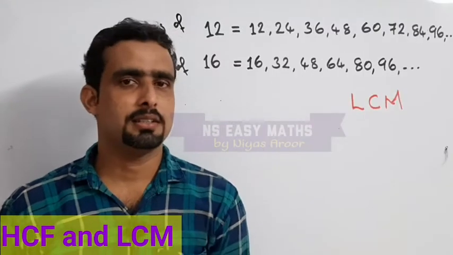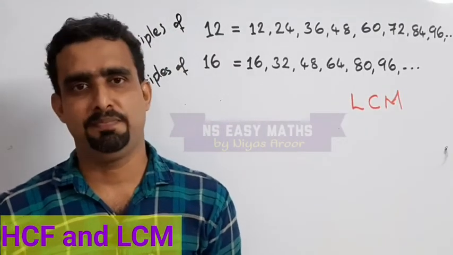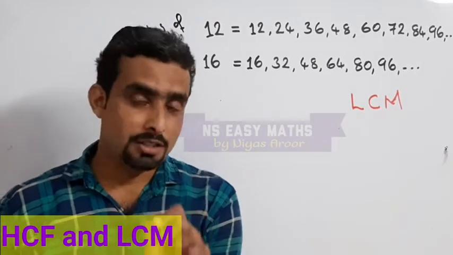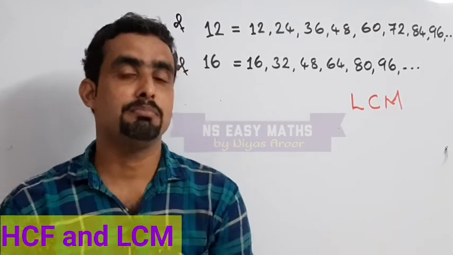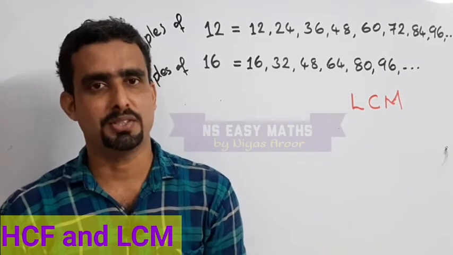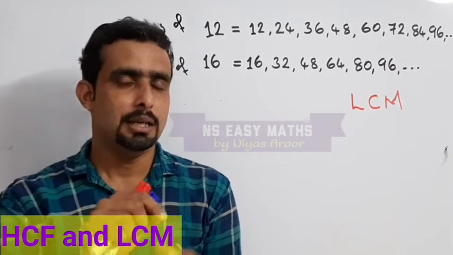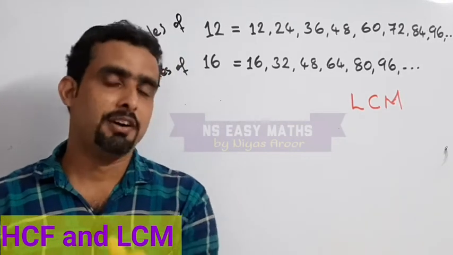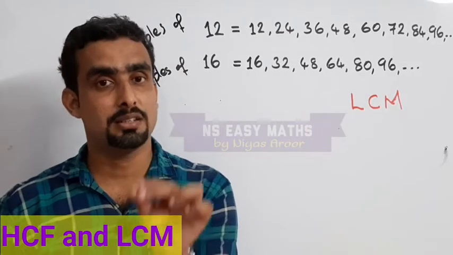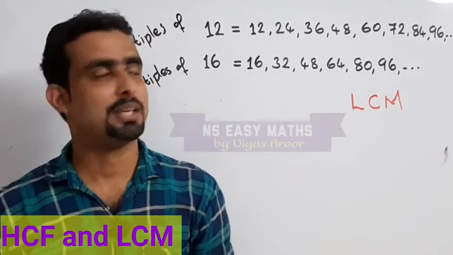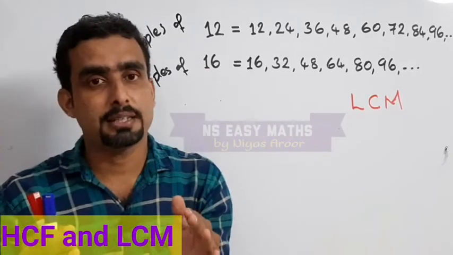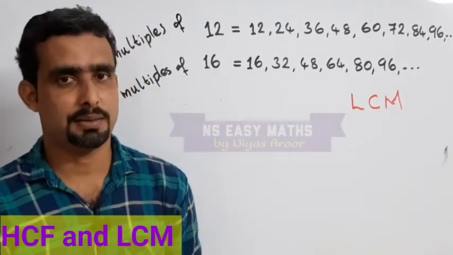Next, we are finding how to find the LCM, lowest common multiple. I already told you that there is a connection between LCM and HCF with the given two numbers. Before going to that connection, next we can find how to find the LCM of two numbers, the least common multiple. Look at the two numbers 12 and 16. We are going to find the LCM of 12 and 16.